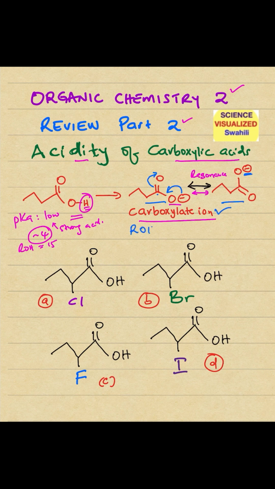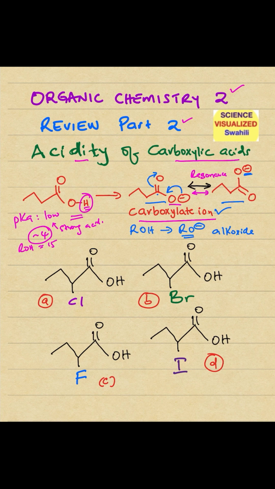Alcohols, on the other hand, when they lose a proton, they become what's called alkoxide ion. And alkoxide ions are not as stable as carboxylate ions because they're not stabilized by resonance.